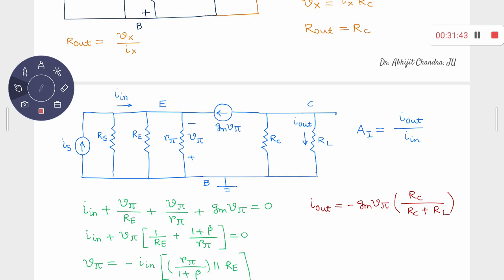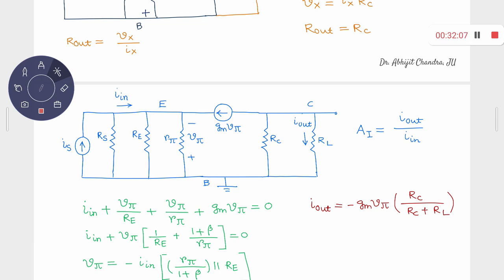Suppose I am having a current source like this, Is, with a resistance Rs, and this Rs is much, much larger with respect to your input resistance of the amplifier. And then we have the rest of the circuit as before. And we have this current through a load. The current is given by I out, that is going through RL. And we are going to find out I out upon I in.